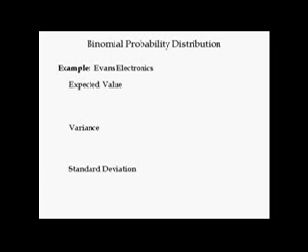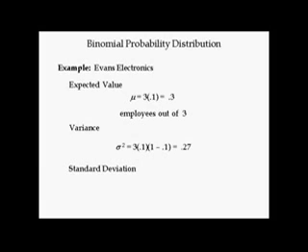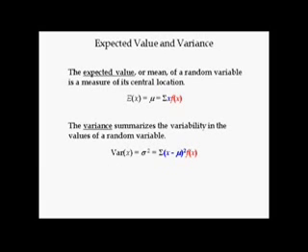In the Evans Electronic example, n equals 3 and p equals 0.1. Hence, the expected value is 3 times 0.1, which is 0.3. 0.3 employees out of 3 are expected to leave over the course of the year. The variance is equal to 3 times 0.1 times 1 minus 0.1, which is 0.27. The standard deviation is just the positive square root of the variance, which equals 0.5196.